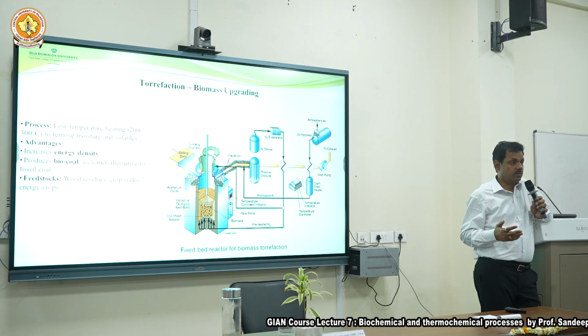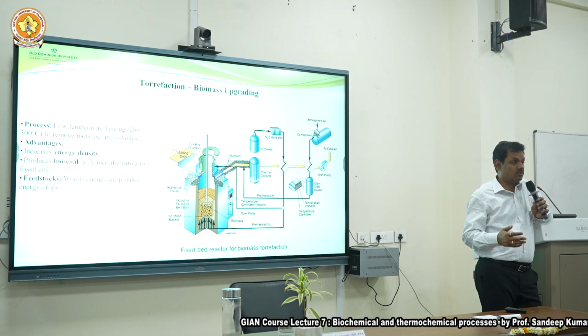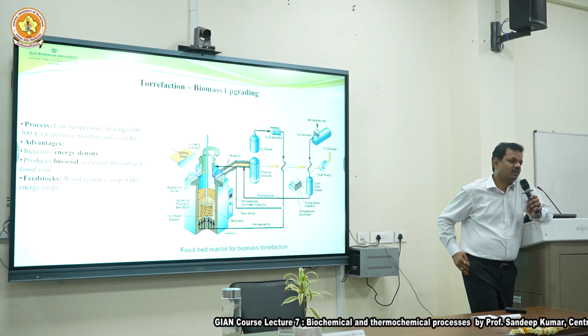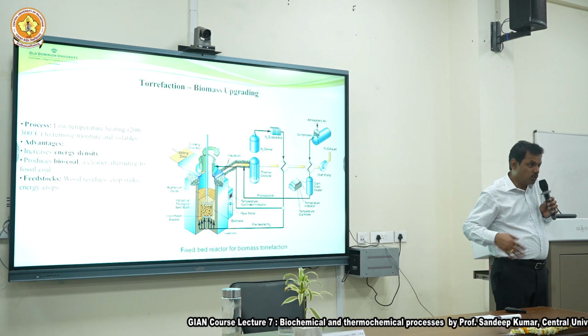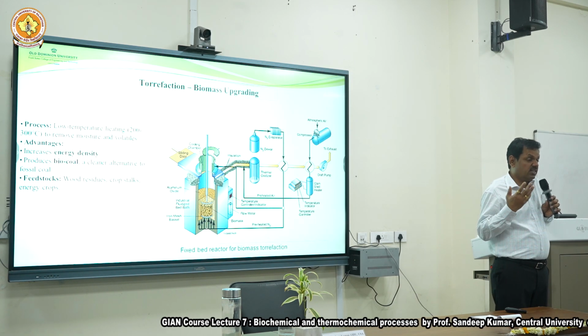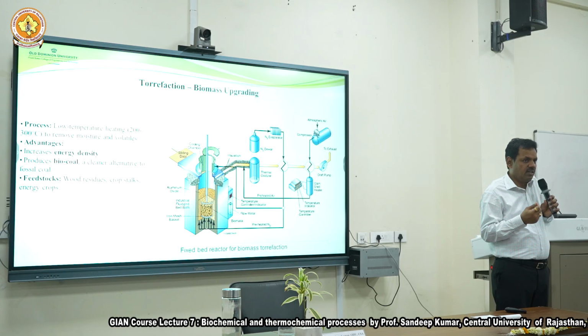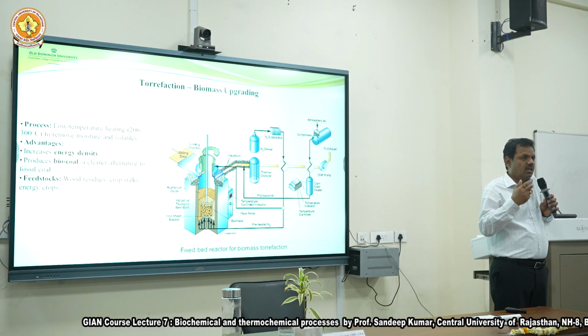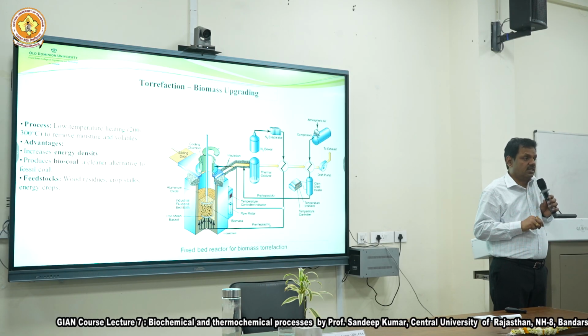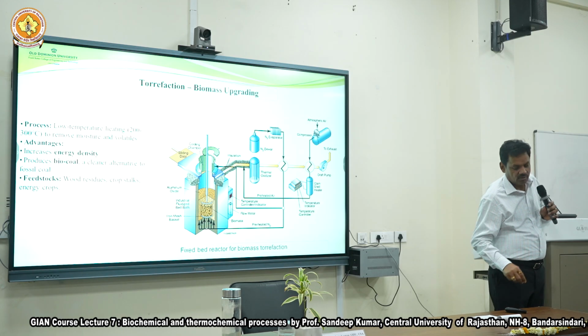So if you roast biomass at 200 or so, what will happen? Some volatiles will come out, alright? And it will clear pores also when it comes out. So with the volatiles gone, it becomes fluffy, more porous. Now you can compact it, make pellets nicely. So energy density will be higher.